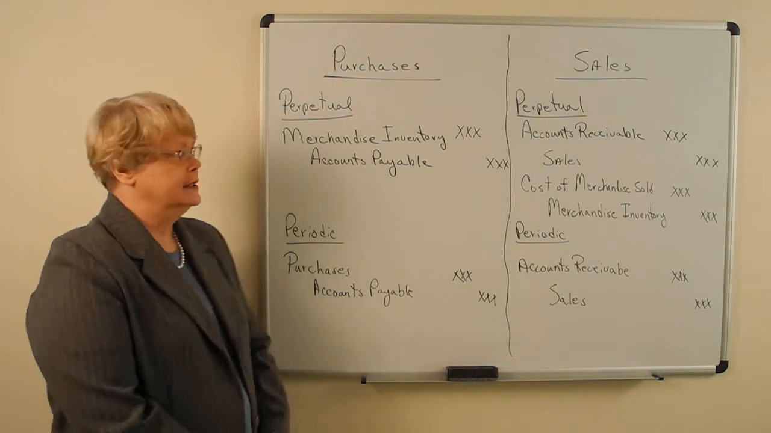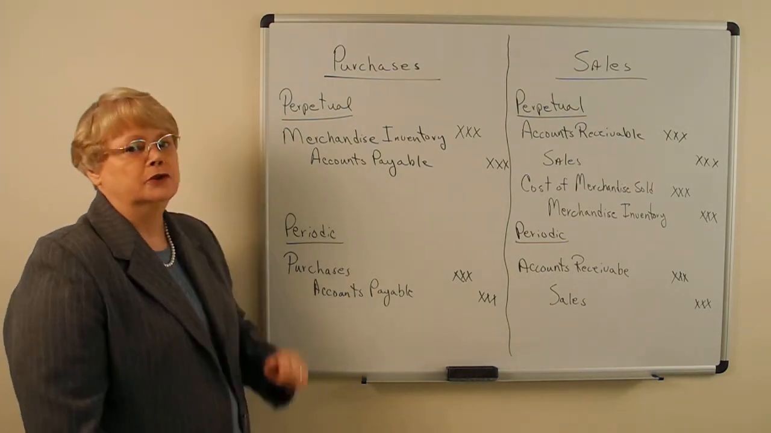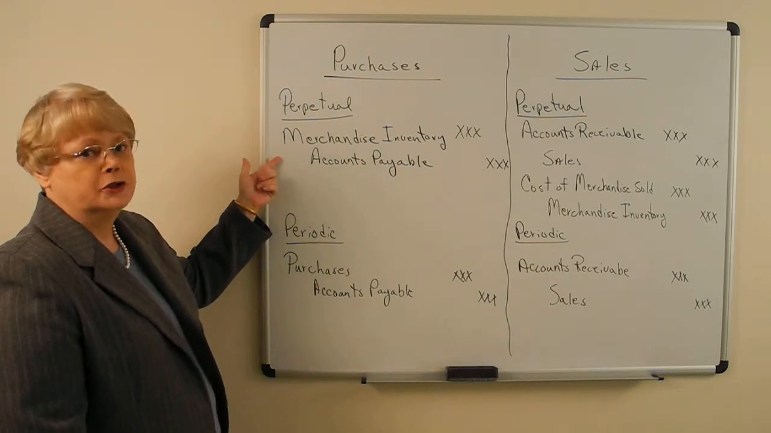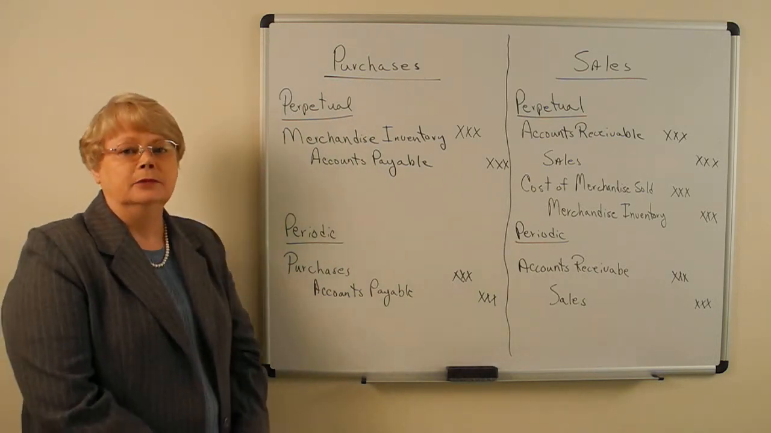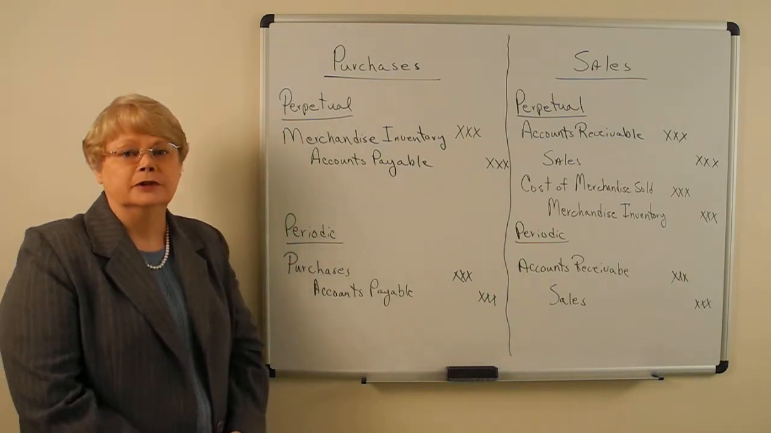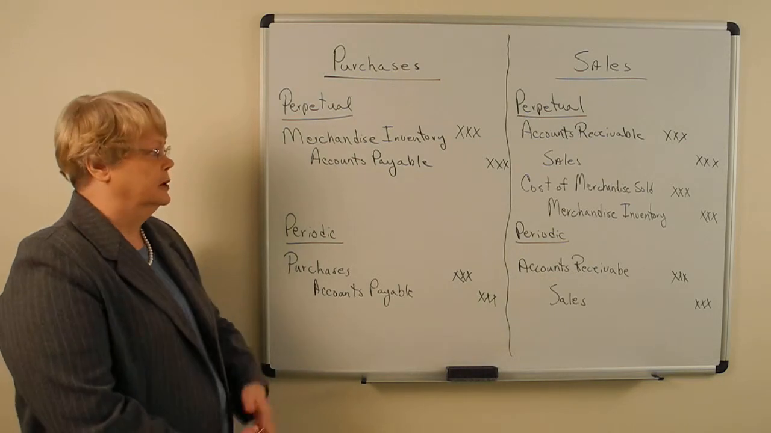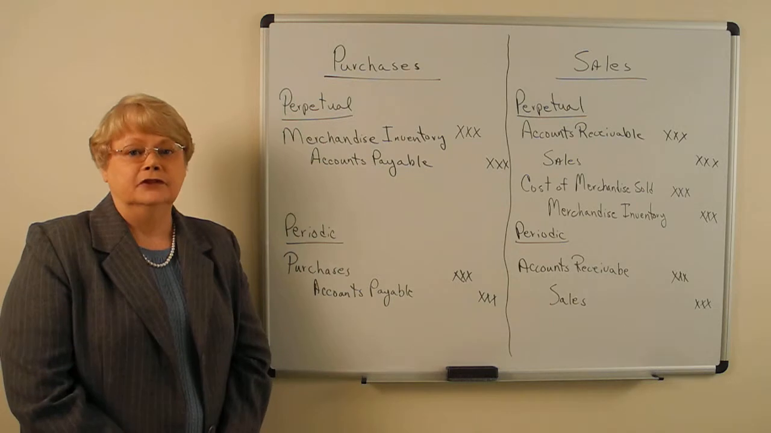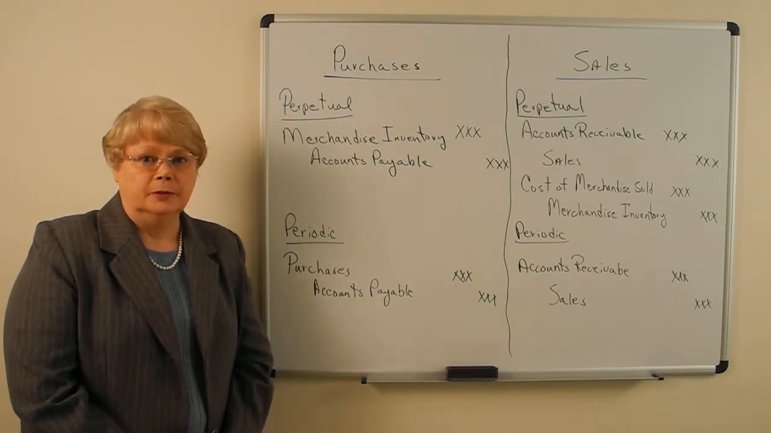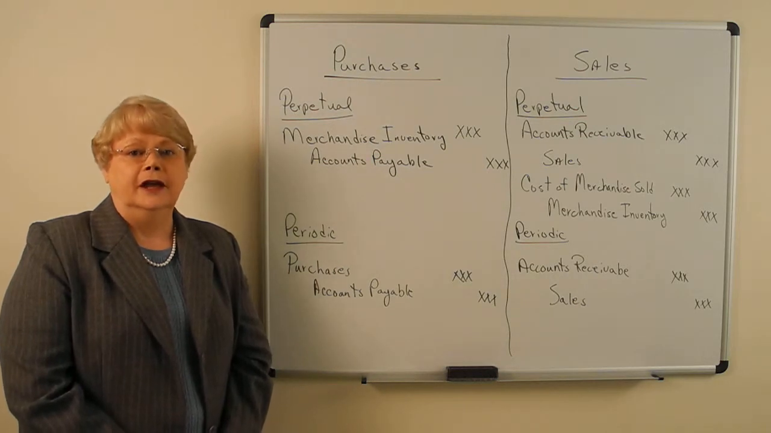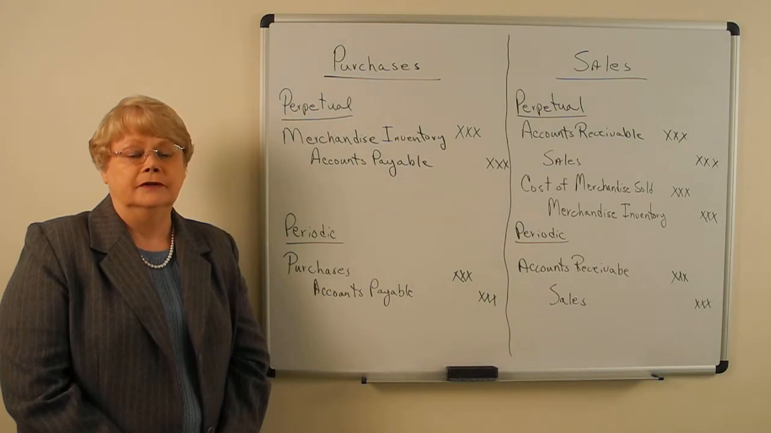Okay, looking at purchases, under the perpetual inventory system, we're going to be debiting the merchandise inventory account for purchases and crediting accounts payable. That is, of course, unless we pay cash for the inventory, which we don't normally do. We normally credit accounts payable. It will go directly into the merchandise inventory account because we are using the perpetual inventory system, and as we talked in a previous video, we know that any transactions that affect inventory will go to the inventory account.